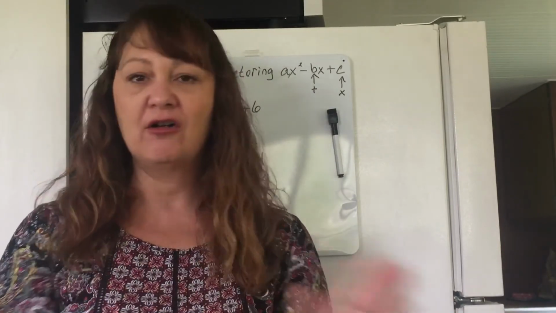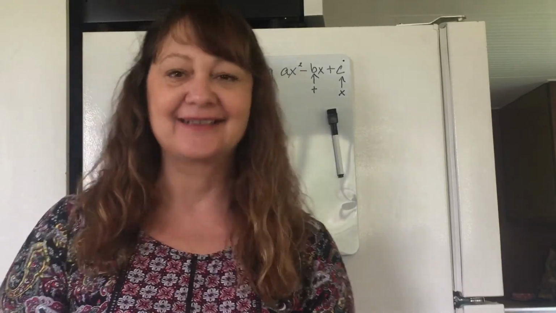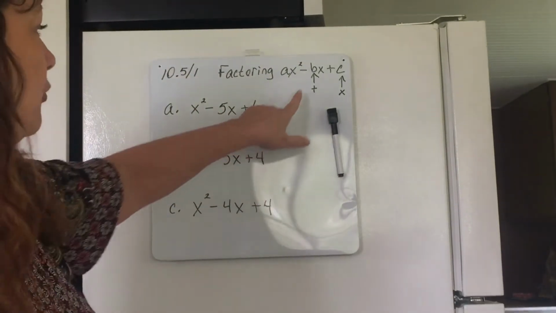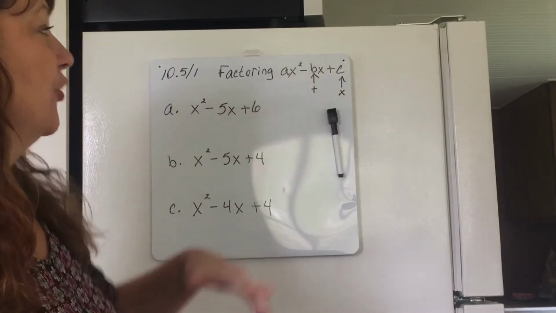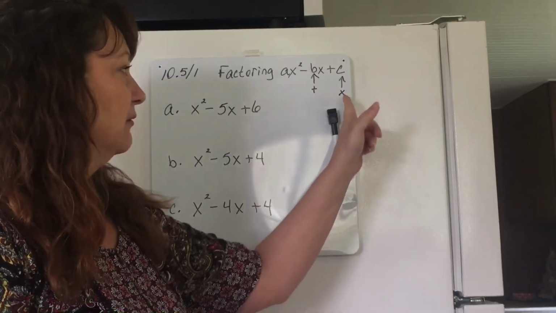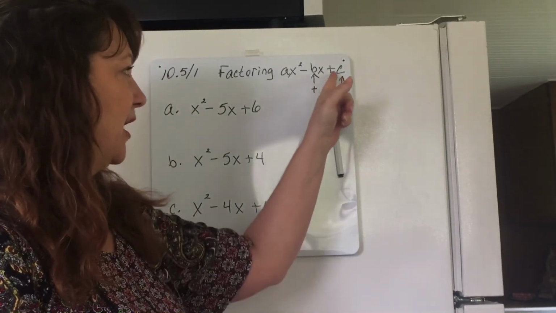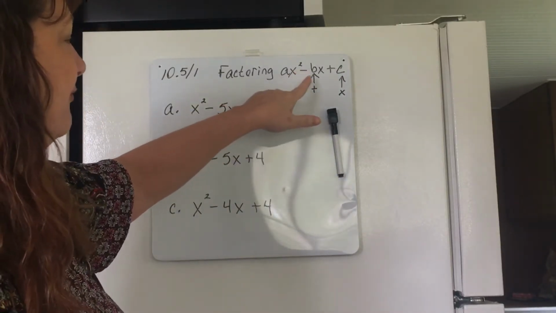We've done them where all of the terms are positive, but it's not always going to be like that. So let's try some where B is negative and C is positive. Once again, we're going to think what kind of numbers will multiply to get me a positive C, but will add to get me a negative B.